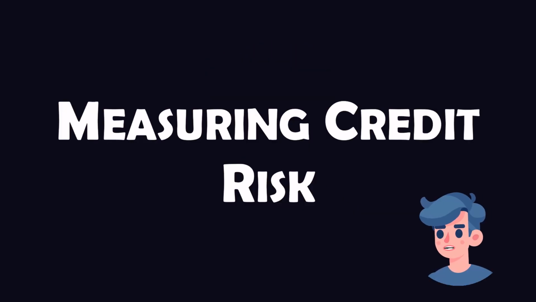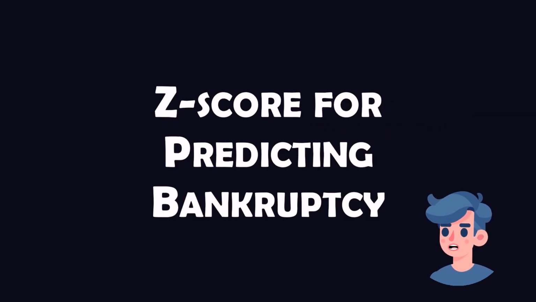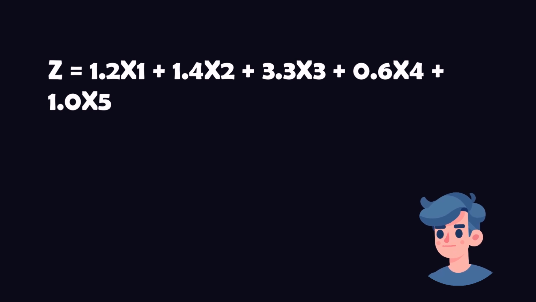Let's look at how credit risk is measured. Lenders evaluate the creditworthiness of borrowers by examining their credit scores, financial statements, and other financial indicators. Credit score models like FICO consider payment history, current debt levels, length of credit history, new credit accounts, and types of credit used. One common method used in credit risk analysis is the Z-score, a statistical measure that quantifies the probability of a firm going bankrupt.